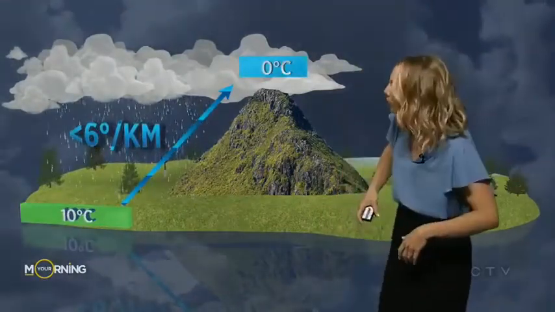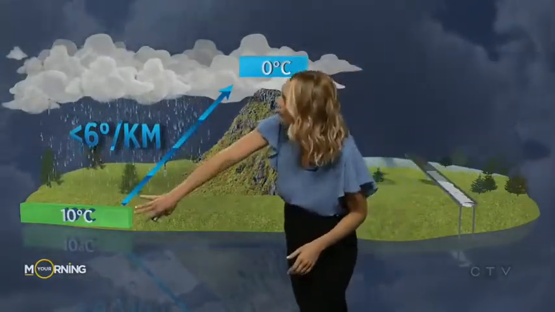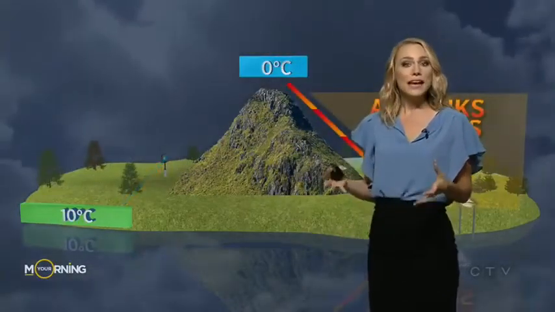Now, how fast does this cool? It cools at what's called the moist adiabatic rate. It's less than 6 degrees per kilometer. Now, if we have an elevation change of about 2,000 meters, we'll see temperature go from 10 degrees at the surface up to freezing towards the top of the range. Now the air is dry and it continues to truck its way eastward.